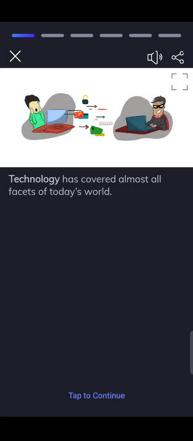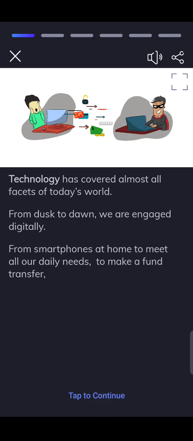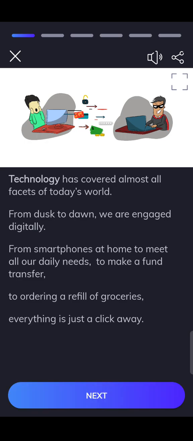Technology has covered almost all facets of today's world. From dusk to dawn, we are engaged digitally. From smartphones at home to meet all our daily needs, to make a fund transfer, to ordering a refill of groceries. Everything is just a click away.